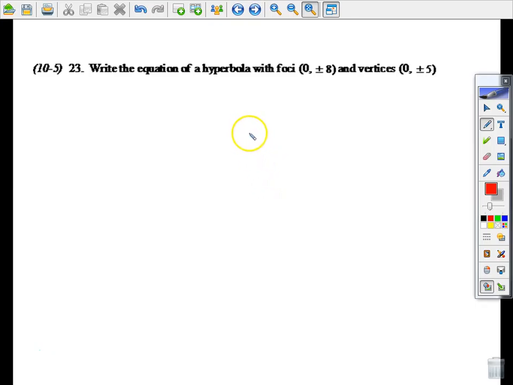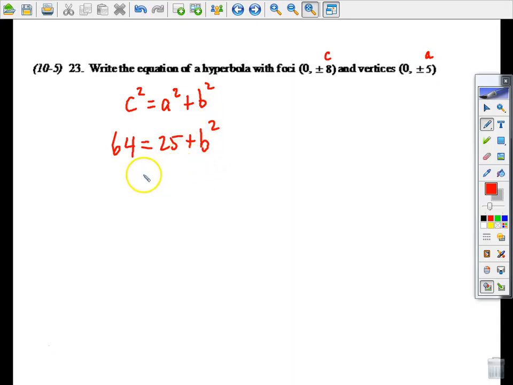23, the equation for a hyperbola. Foci, we can go ahead and do the same thing. Foci is C. This time we're given vertices, and vertices are always labeled A. So for hyperbolas, we're actually going to use the Pythagorean theorem to find any missing pieces. In this case, we're looking for B squared. So if C is 8, C squared is 64. A is 5, so A squared is 25. So solving for B squared, we get 39.